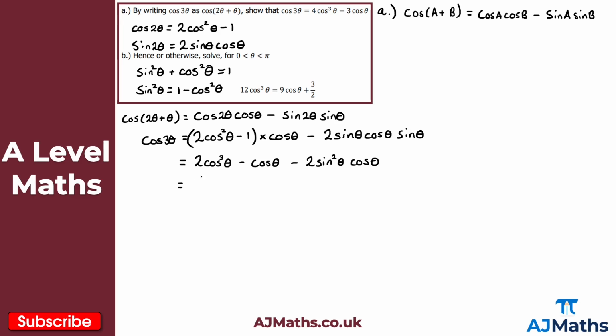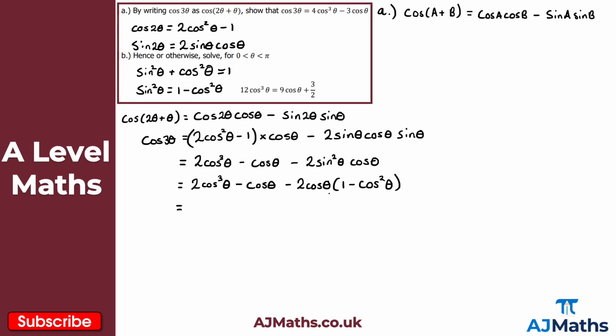So obviously this will just remain as it is: 2 cos cubed theta minus cos theta. We now have minus 2 sine squared theta, and like we said, we replace the sine squared theta with 1 minus cos squared theta. And because we times through by cos theta, what I've got here is minus 2 cos theta times 1 minus cos squared theta, like so.